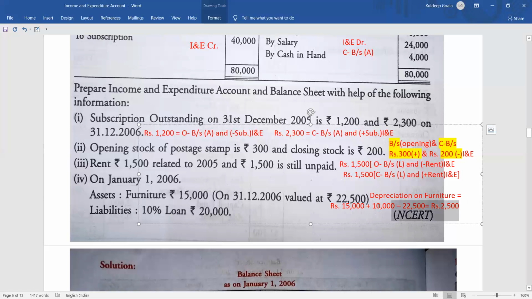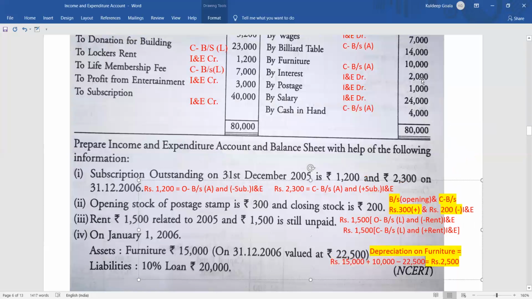Clear? This particular part, try to remember it and understand it nicely. We are calculating depreciation on furniture because there has been no information about the sale of furniture. So we will simply calculate it and take it as depreciation on furniture. Let's find out the opening balance: 15,000, and the closing balance is 22,500, and there is a purchase of 10,000. So opening plus purchase minus closing gives depreciation. Opening furniture was 15,000, purchase was 10,000, less closing 22,500. So how much have we lost? 2,500. That is the depreciation on furniture.